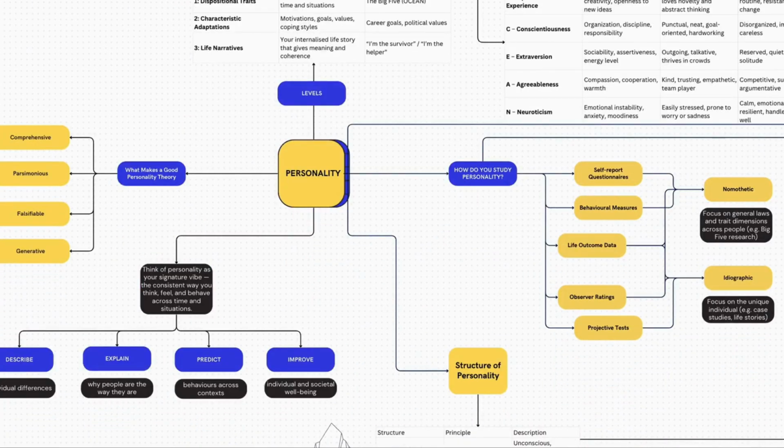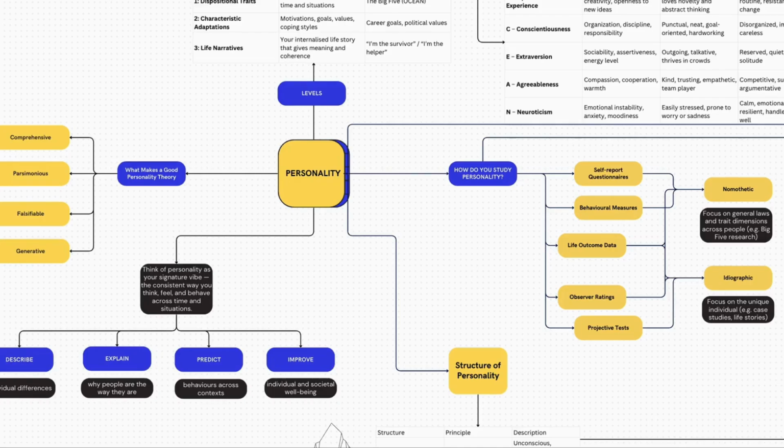Think of personality as your signature vibe, the consistent way you think, feel, and behave across time and situations. You can describe individual differences, explain why people are the way they are, predict behavior across contexts, and improve individual and societal well-being.